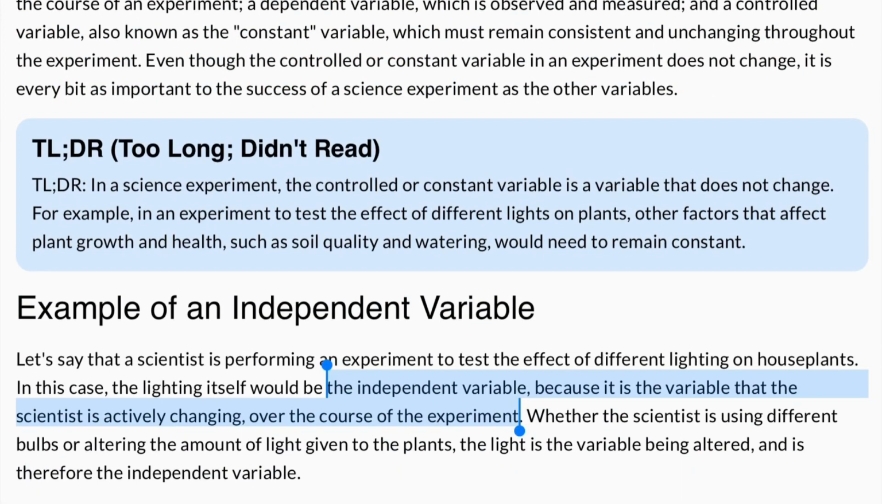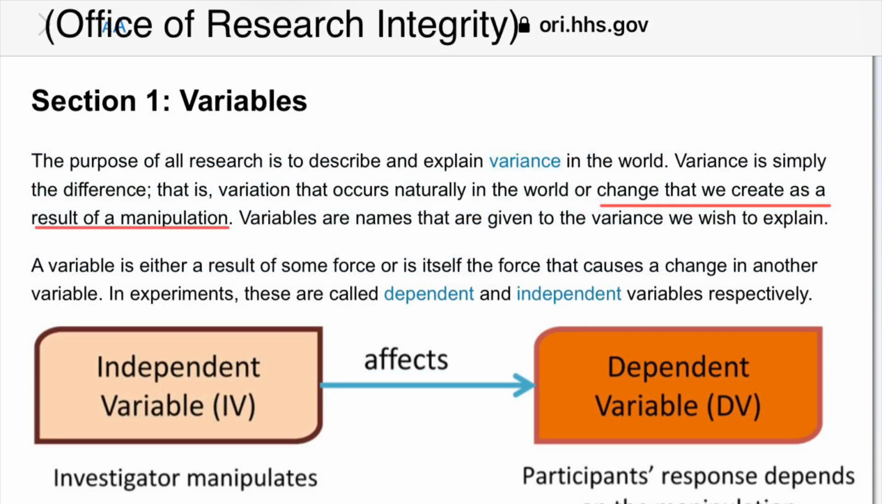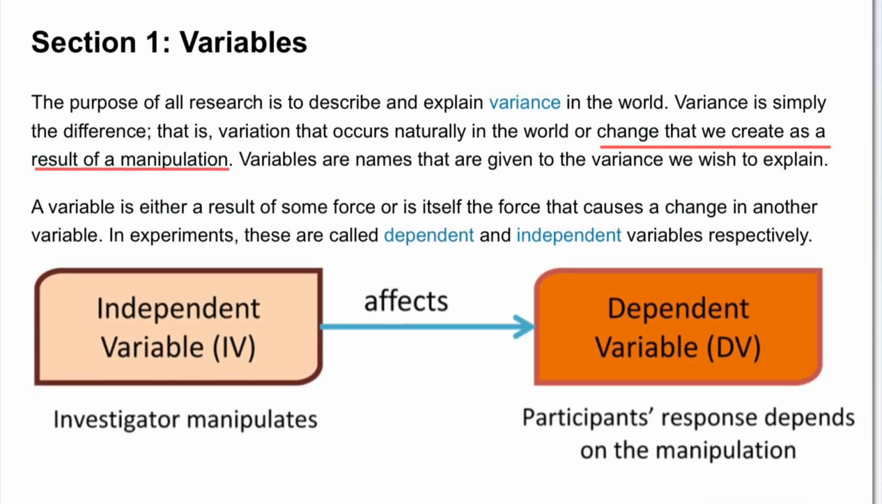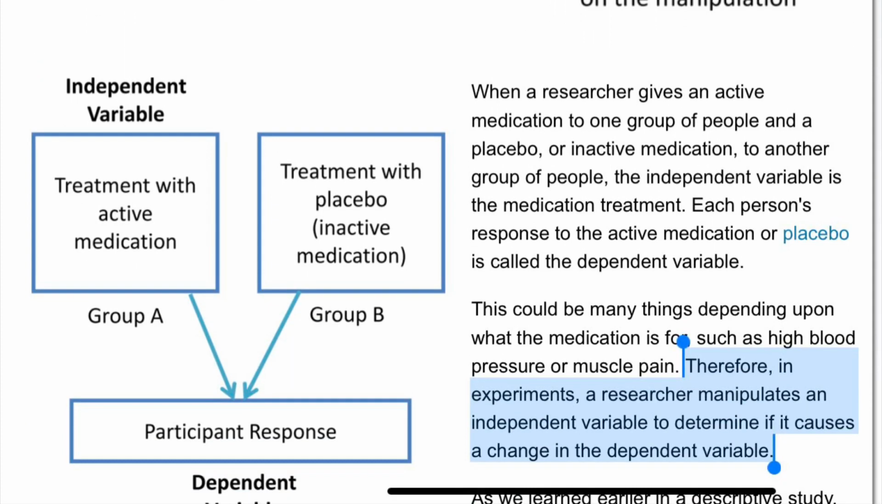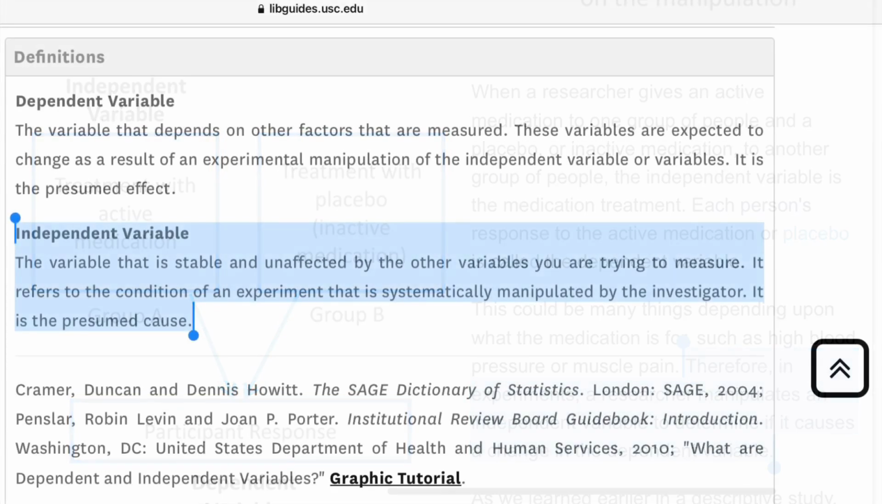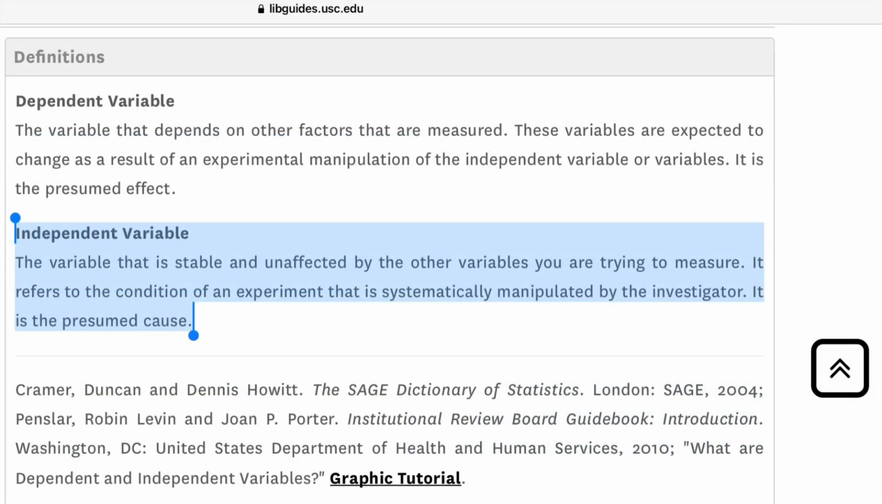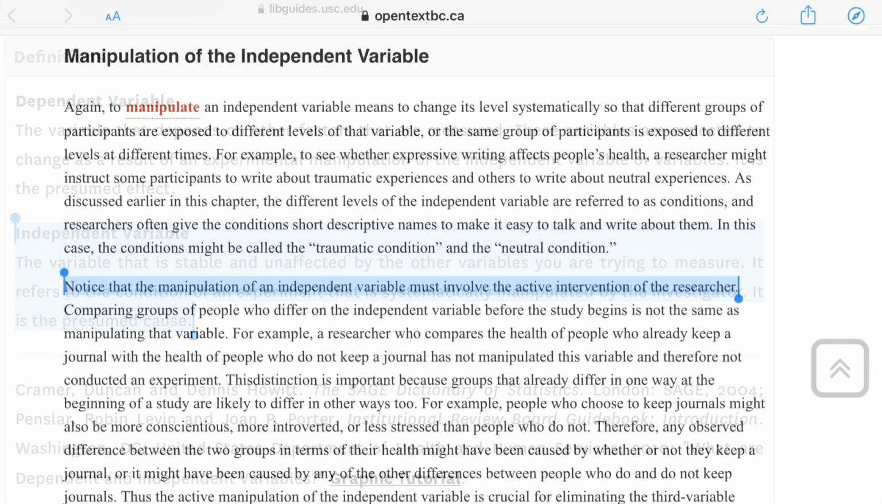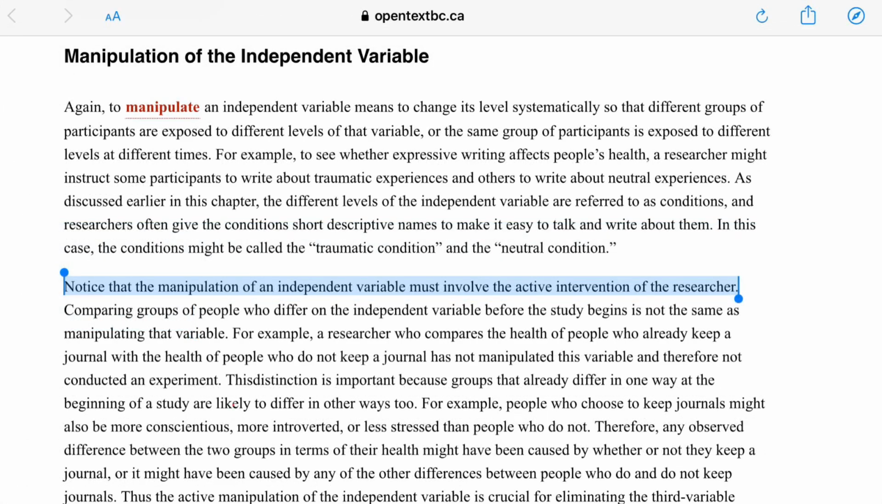From sciencing.com, the independent variable is the variable the scientist is actively changing over the course of the experiment. From the Office of Research Integrity, change that we create as a result of manipulation. Also, in experiments, a researcher manipulates the independent variable to determine if it causes a change in the dependent variable. From LibGuides, it refers to the condition of experiment that is systematically manipulated by the investigator. And from Boston College, notice that the manipulation of an independent variable must involve the active intervention of the researcher.